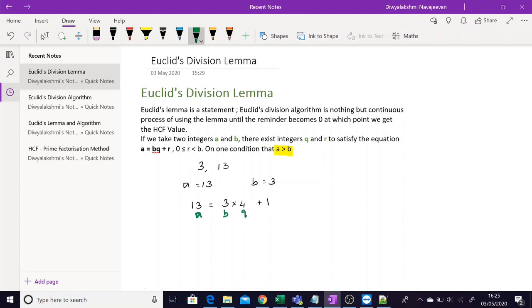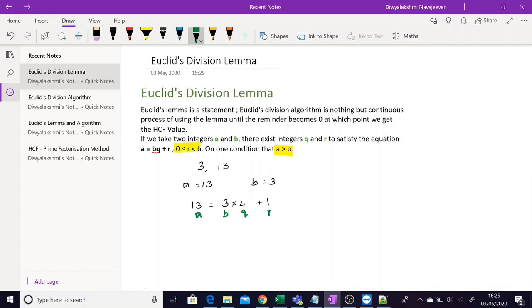So we can write any two integers in this format. That is what we need to understand. Here I have not talked about 0 less than or equals r less than b. Let me just explain what that is.